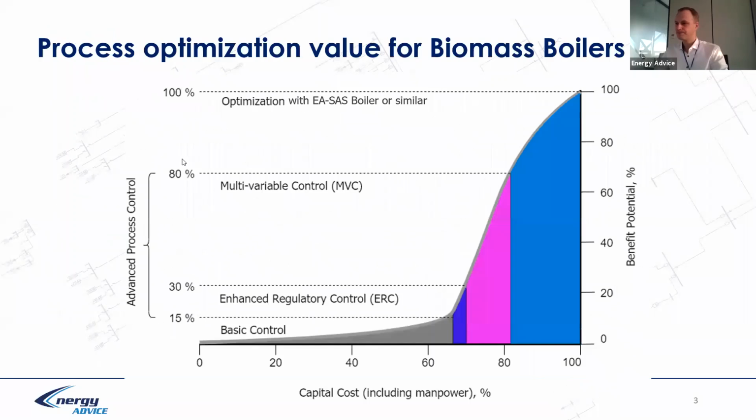So process optimization and a value for biomass boiler. We should understand why we propose optimization and what does it mean optimization. In this chart is described benefit potential, what we can get from the automation. In this axis is provided capital cost, including manpower, and controllers which could be inside your process.